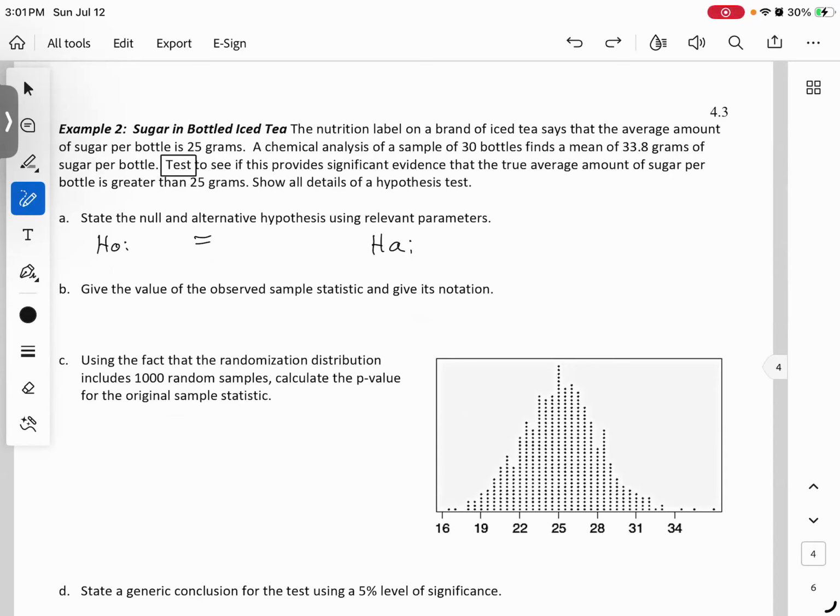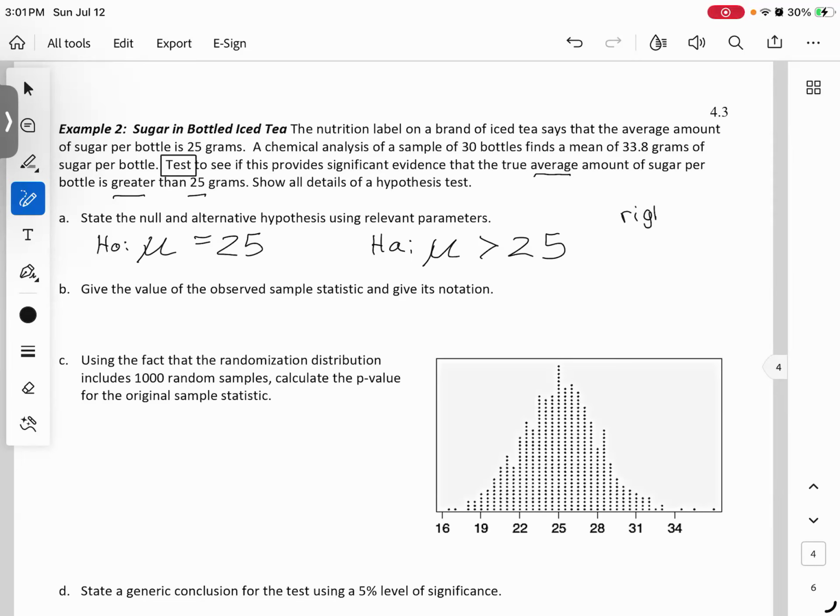All right, here it comes. So they did a sample, but the reason why they did a sample is because they wanted to test whether there's enough evidence that the average amount of sugar in these bottles of tea might be greater than 25. And where 25 came from is the label. The label initially said that there should be, on average, 25 grams of sugar, but maybe somebody has gotten suspicious and believes that maybe there's more than 25 grams on average in there. So that'd be your H0, your HA.